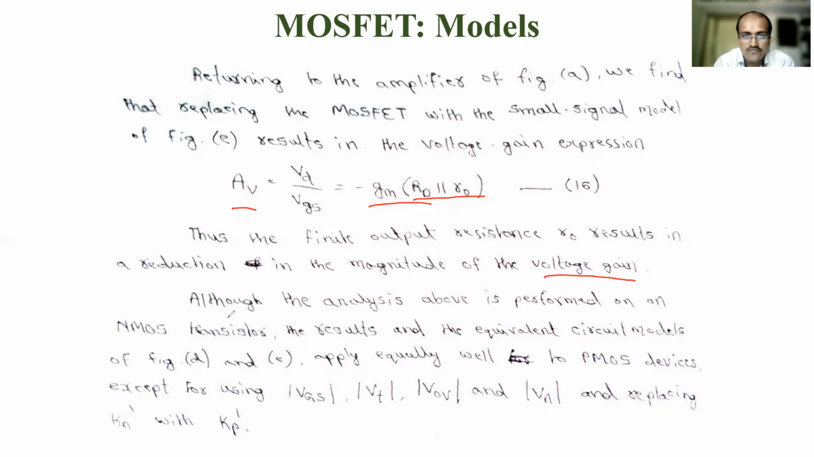Although the analysis above is performed on an NMOS transistor, whatever analysis of small signal operation we have done is completely on an NMOS transistor, and we have taken Kn dash W by L, all related to N channel. Now the same thing applies to a PMOS transistor also, except that VGS, VT, VOV, VA will not change, and Kn dash is replaced with Kp dash, because it is a P-type material. Okay, so it is about the models.